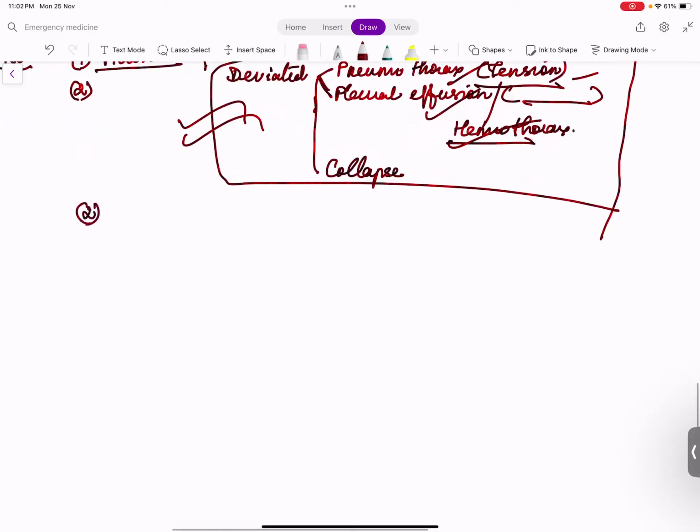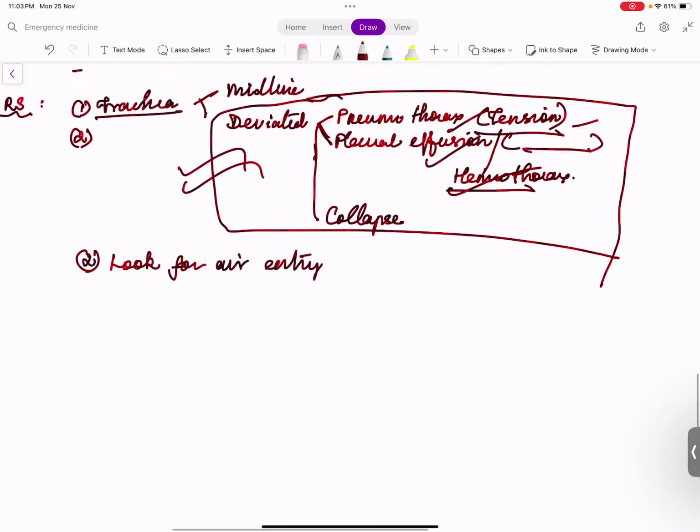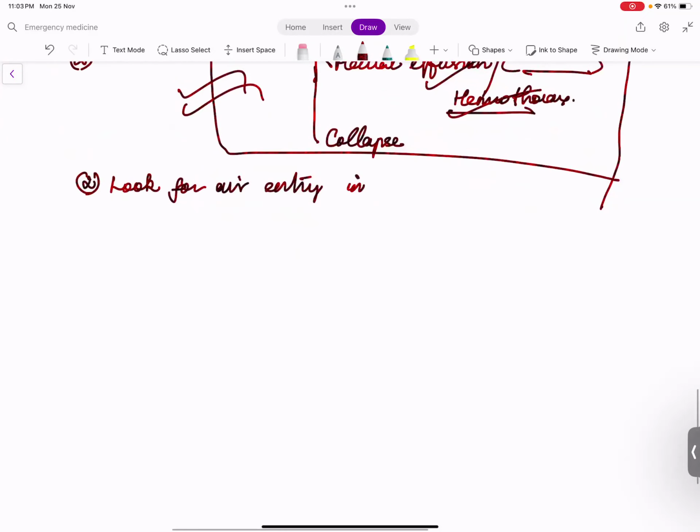So the next thing you have to do in an examination is look for air entry in both sides, which is part of the respiratory system examination. Look for air entry in both sides. Many of us have a tendency, when we keep the stethoscope, to look for whether wheeze is there, crackles are there. It is wrong. First thing, always look for whether air entry is present in both sides.